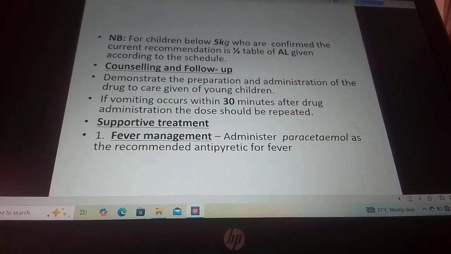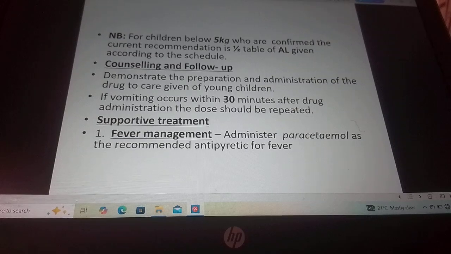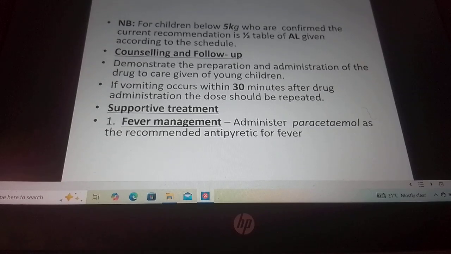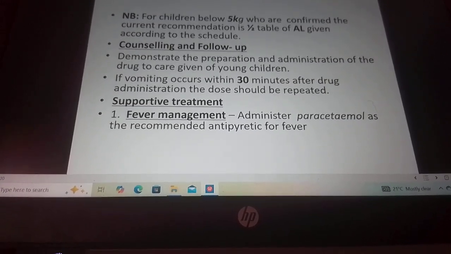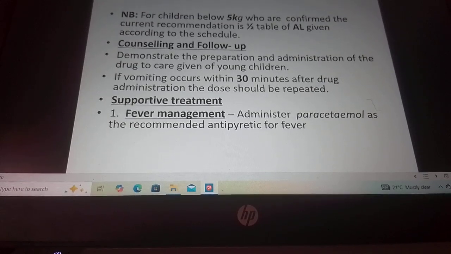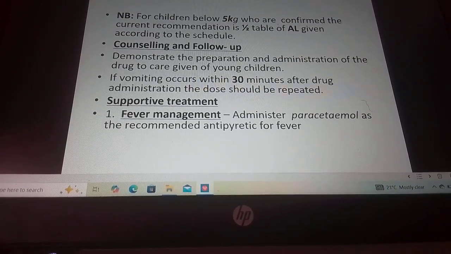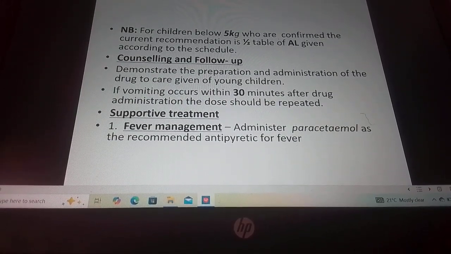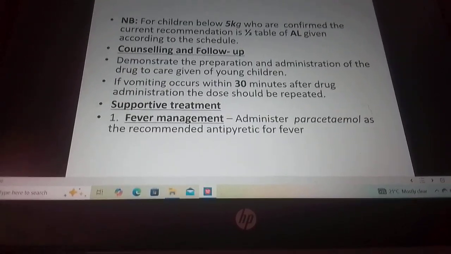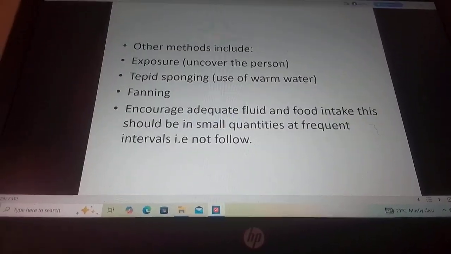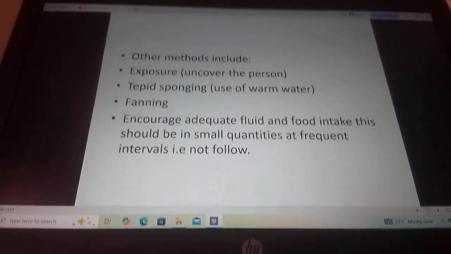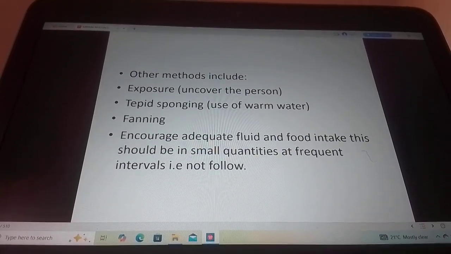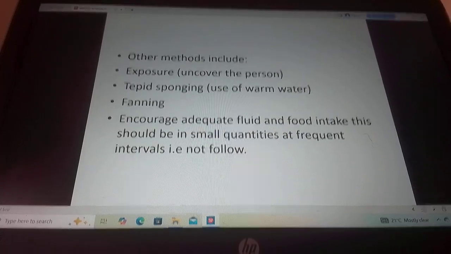Then the supportive treatment. In the supportive treatment, remember we have the fever management. So we have been using paracetamol in management of fever because it's the recommended antipyretic. So that one is commonly used. You can use that one as well. So remember that. Then other methods, we have exposure. Just expose the patient. If they are covered, uncover them, because you are trying to manage the fever.